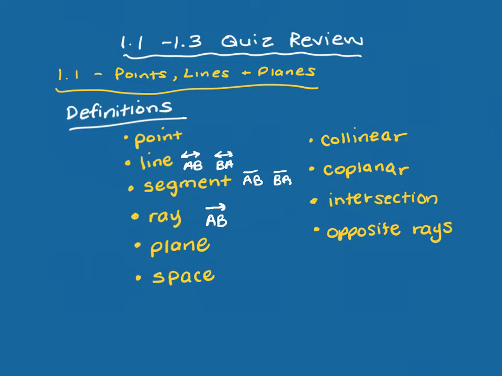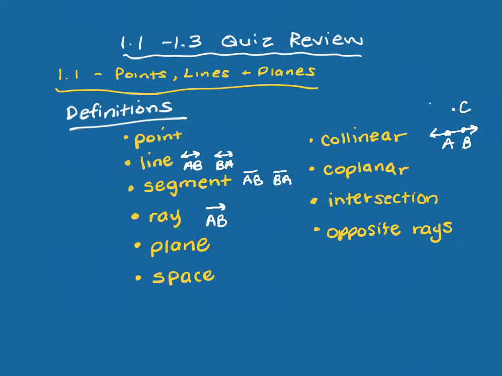Collinear means that collinear points would lie on the same line. So something like A, B, those are collinear. As soon as I throw in something that's not on the same line, I can say A, B, and C are non-collinear.